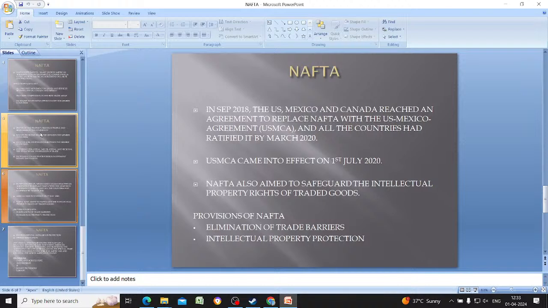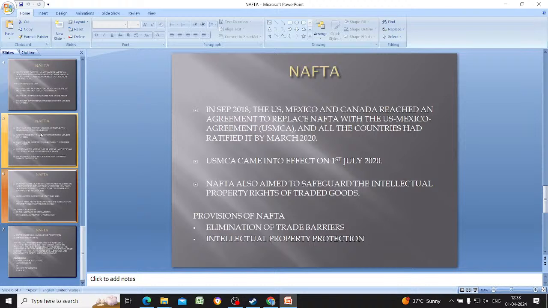That is, they form another agreement with the help of the United Nations, then Mexico and Canada, and they form another agreement called USMCA. The NAFTA also aims to safeguard intellectual property rights for traded goods. So NAFTA also protects the IP of all traded goods. The provisions regarding the protection of IP were also provided under NAFTA.